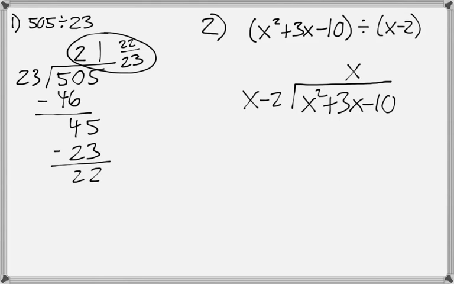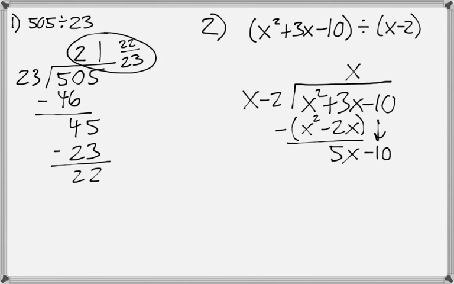Then I'm going to multiply x by both of these. If you do that, you're going to get x squared minus 2x. And then I want to subtract this. So again, I'm following along the long division. Now x squared minus x squared goes away. 3x minus a minus 2x is 5x. And then I want to bring down the 10, or the negative 10 I should say.